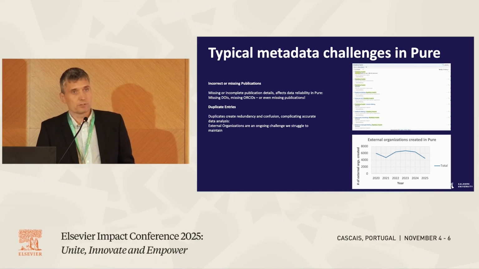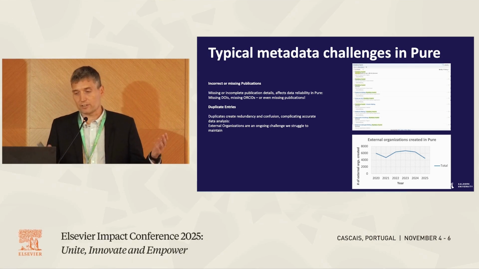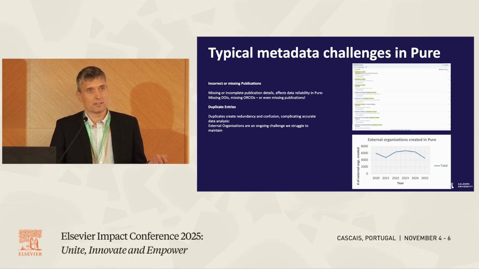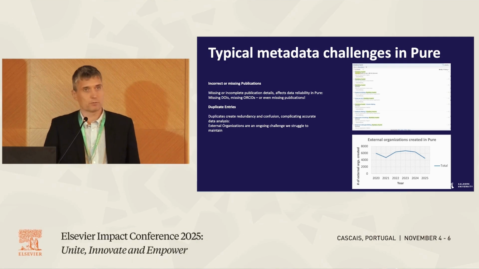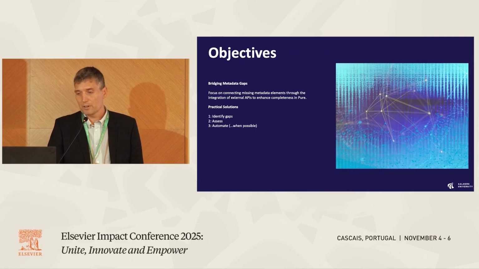Another issue is duplicate entries, and an old classic is external organizations. We have a lot of duplicates, which create redundancy and make it hard to do analysis on collaboration. And it's simply an ongoing challenge we struggle to maintain. So we wanted to do something to try to improve the quality here.